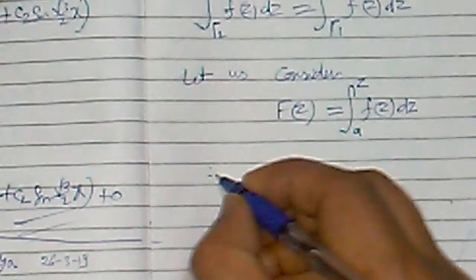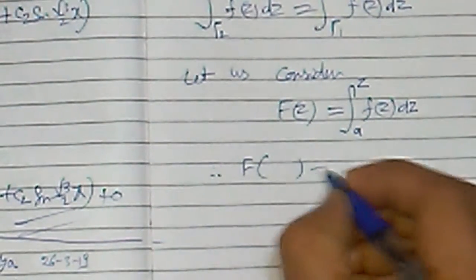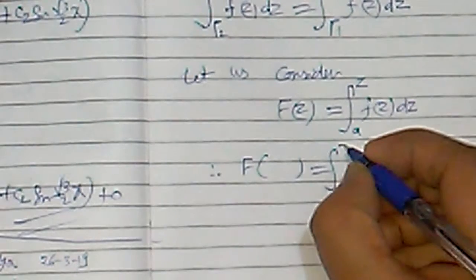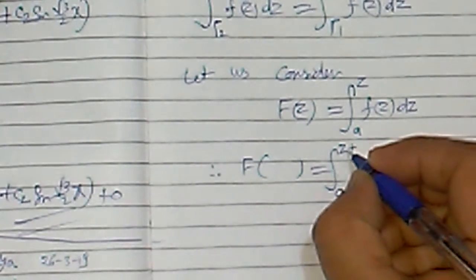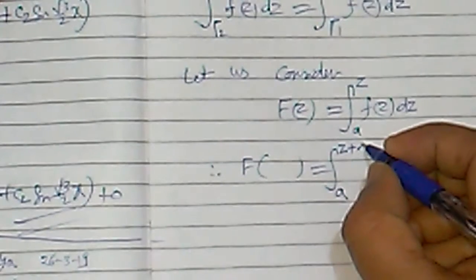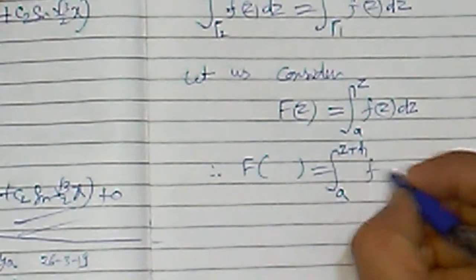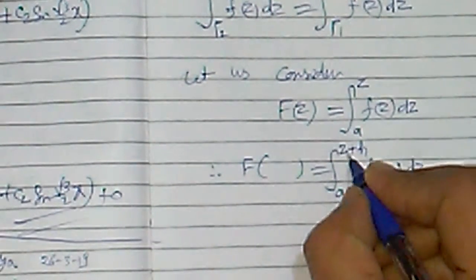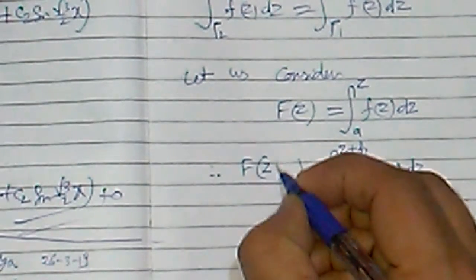So this value is capital F(z) according to this variable z, because a is a fixed point. Therefore we can write F here. The initial point a is fixed, and the final point is some distance away from z. Here z is written, so z plus h will be right here.